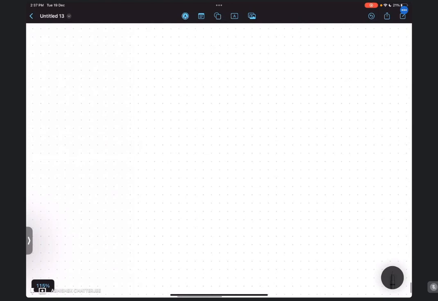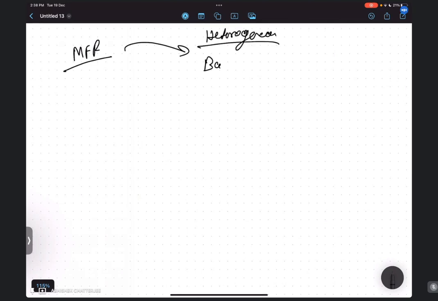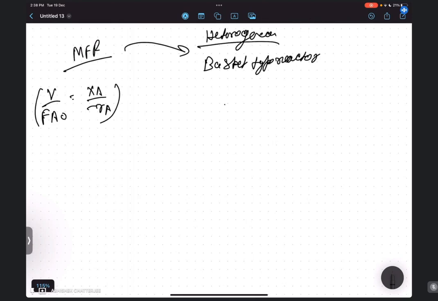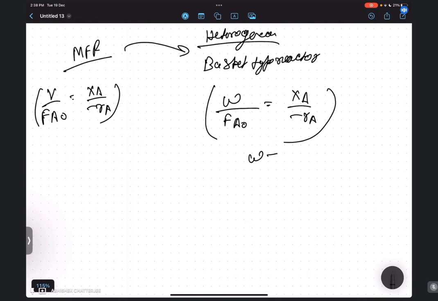And suppose GATE. So what is going to happen is that you were having MFR in homogeneous, no? So in your heterogeneous you will be having a basket type reactor. What was the formula of your MFR? It was V by Fa naught is equal to Xa by minus Ra. In a basket type reactor, it will be W by Fa naught is equal to Xa by minus Ra. Done. Nothing else. Where this W is the weight of catalyst.